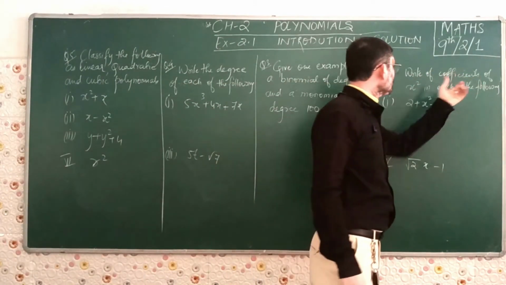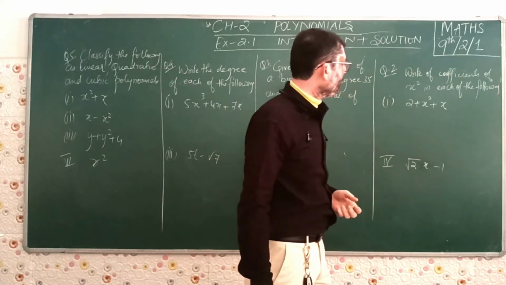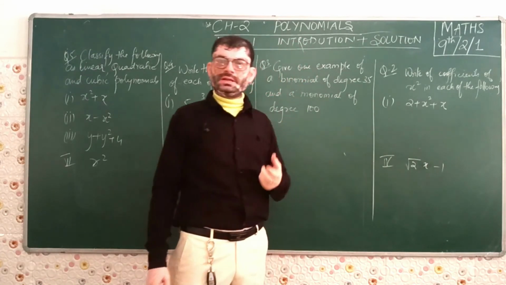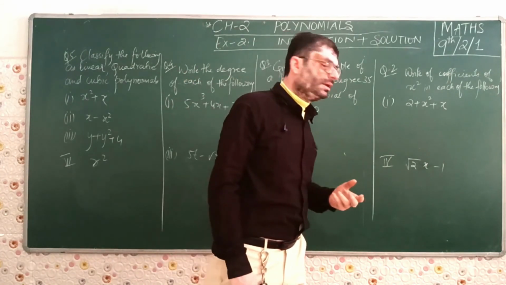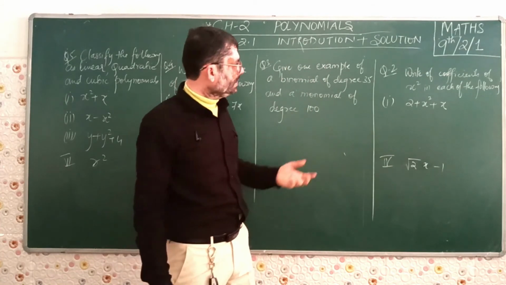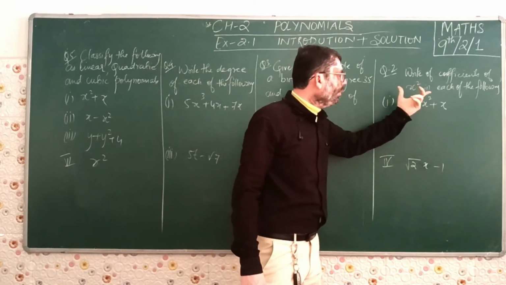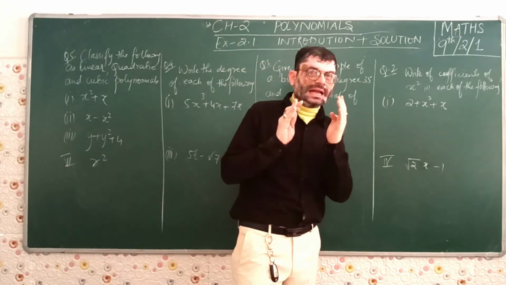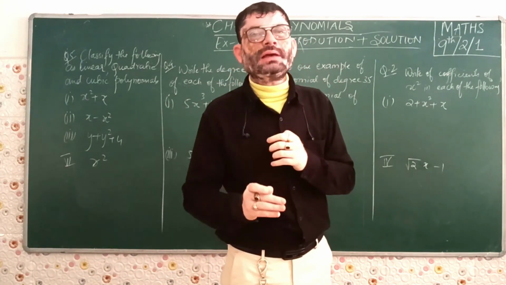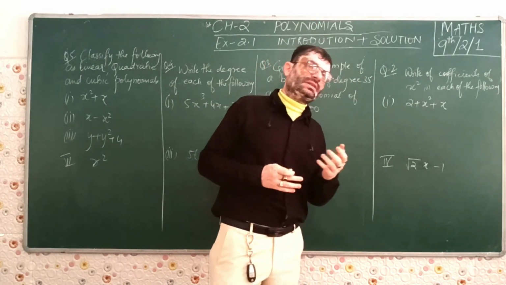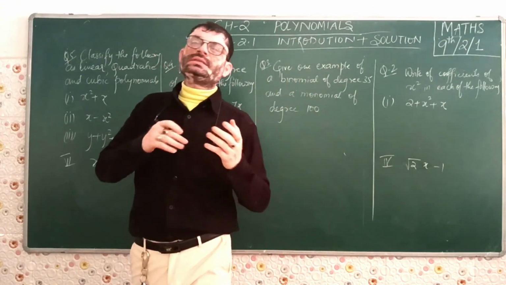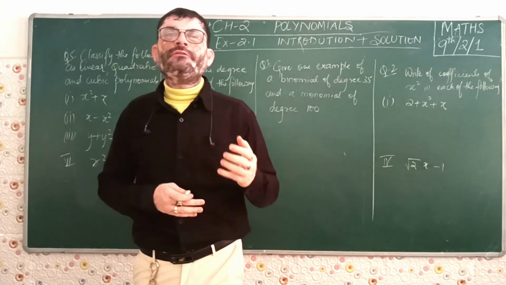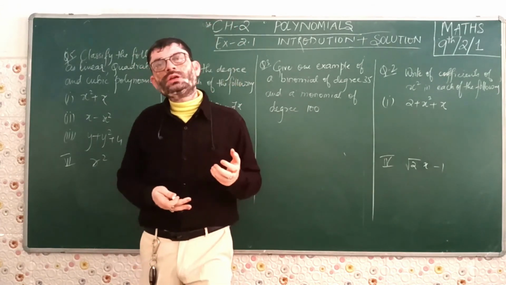Write the coefficients of x square in each of the following. There are 4 bits given in the question. 2 will be done and 2 are for your practice. So we need to find the coefficient of x square. That means we need that constant value that is with x square, and that constant value is my coefficient, as I have discussed. Coefficient means that constant value that is with the variable whose coefficient we need to find.